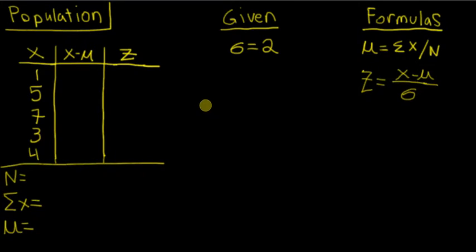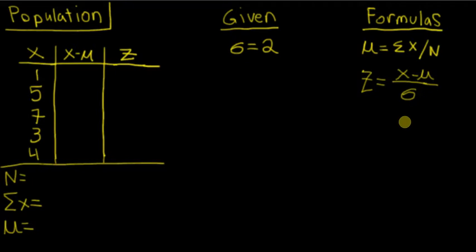Hello everyone, my name is Jason, and in this video I'm going to show you how to convert your X scores into Z scores. And you can see here I have two formulas that we're going to need to do this. The first formula is to calculate our population mean, which is mu, and that is equal to the sum of X over N. The other formula we're going to need is our z-score formula, which is equal to x minus mu over the standard deviation.